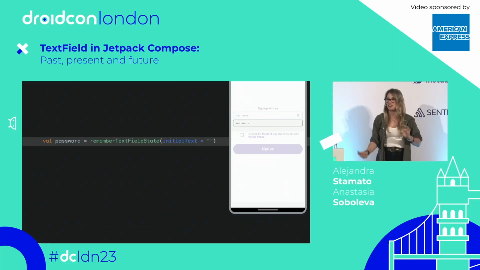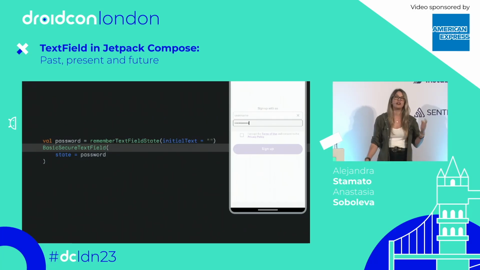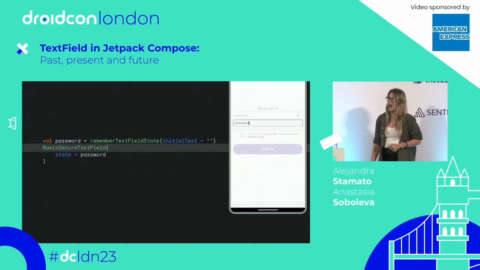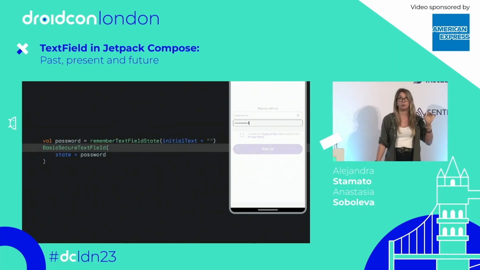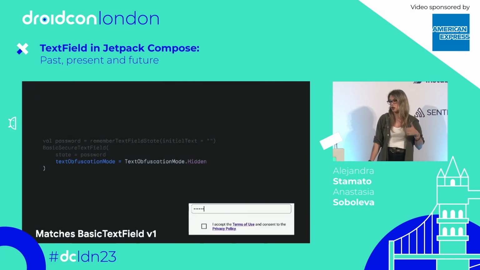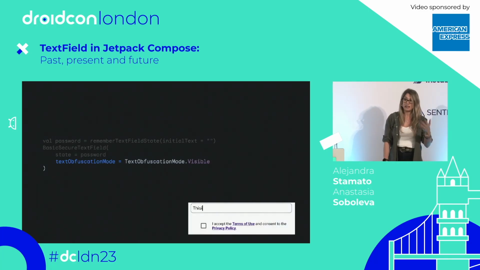Anastasia has already hinted at it, but the first step that we have now is, you guessed correctly, we'll define the state just like we did before, and then we will have the shiny new composable, basic secure text field, built on top of basic text field 2, as its own standalone composable with configurations that we're going to see next. Most notably, the thing that it provides as an API is text obfuscation mode, which defines how the text looks as you type. The default behavior is reveal last typed, in which you briefly see the last character until you type the next one or it times out. Additionally, you could define hidden, in which you never see the character, or visible, in which you always see the character.